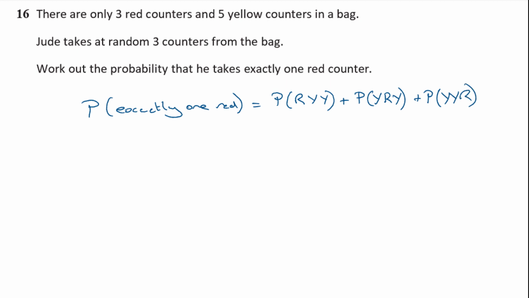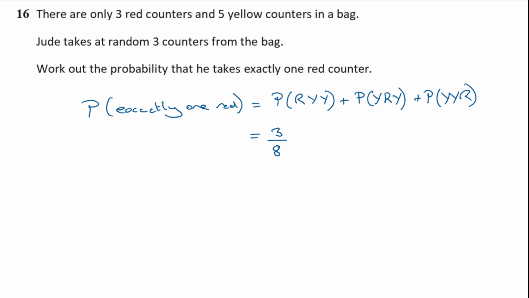Okay, so probability of exactly 1 red is either he pulls a red on the first try and then a yellow and a yellow, or a yellow and then a red and a yellow, or a yellow, yellow, and then a red. They're all the options. That's the only way you can do it. So what is the probability of him pulling a red one first go round? Well, on the first selection, there are 8 counters in total, 3 of which are red. So the probability is 3 red counters over a total of 8 counters.